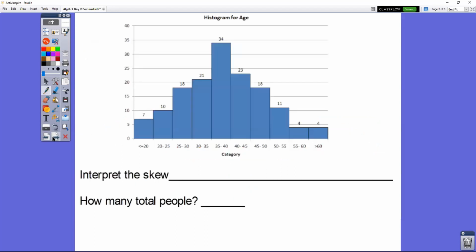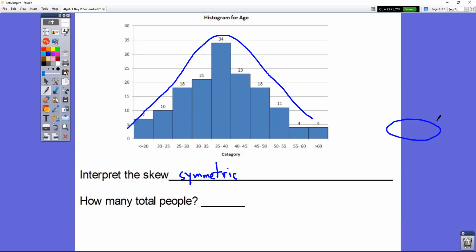Let's take a look at another one. Take a look at this one. So this one goes up and then it goes down. This one would be symmetric. Now, is it exactly perfect? No. All right, but is it pretty darn close? Yes. Now, if it had data down in here, then it would be skewed to the right. If it had data like down in here, a whole bunch of data, then it would be skewed to the left. But this is pretty even. This one little thing here doesn't make a difference.